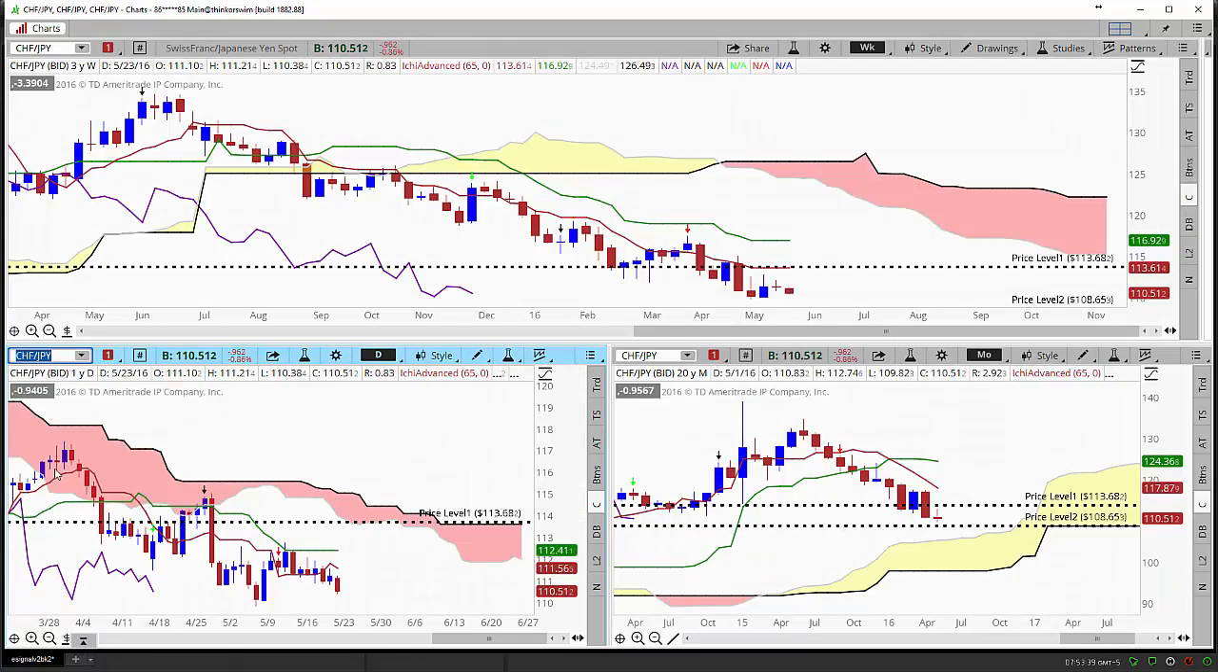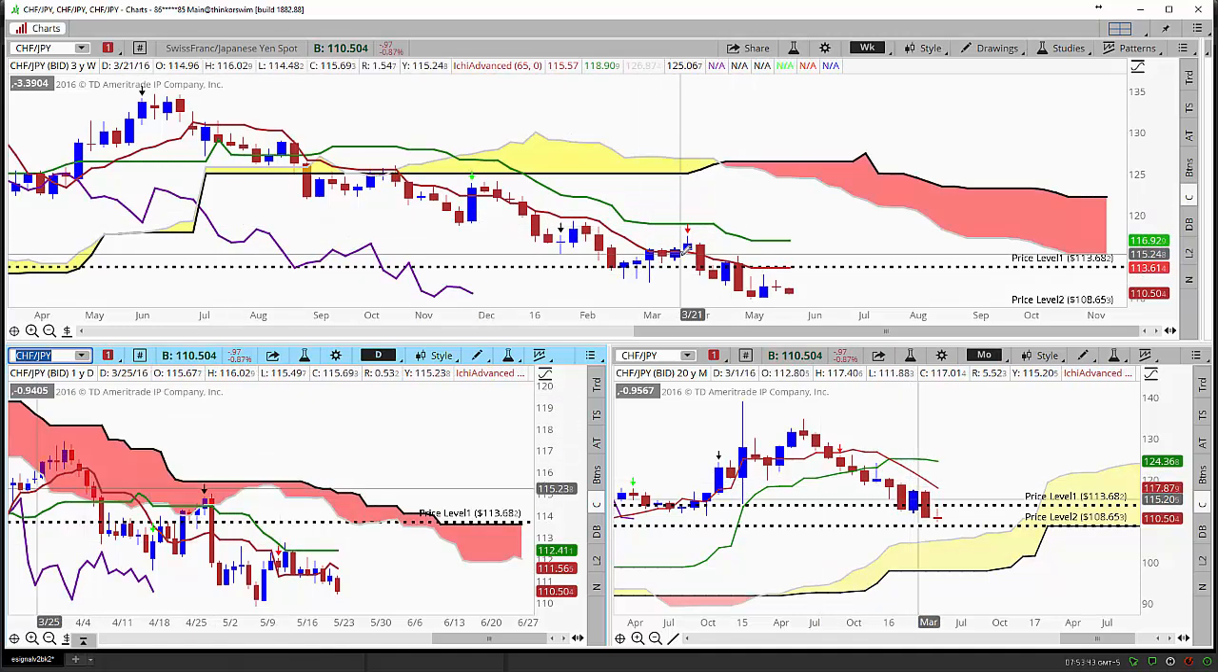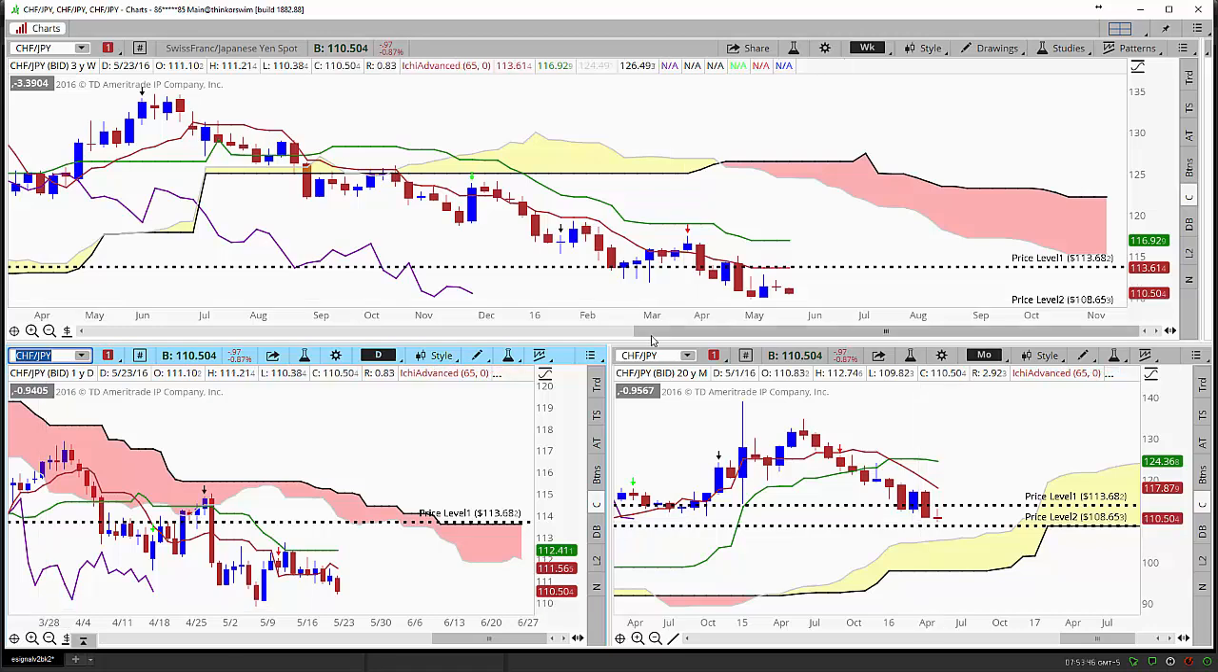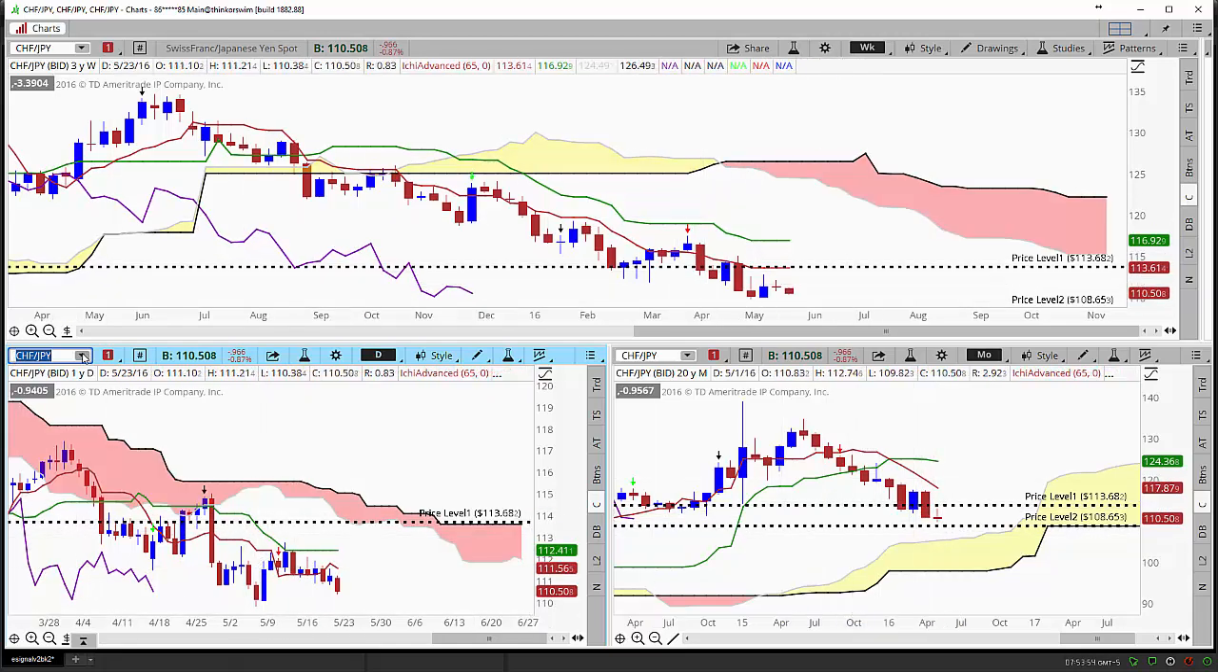Next, we're going to go for Swissy Yen. Swissy Yen is a bearish trend. It's being controlled by this resistance here at 113.68. Support basically is about 108.65, which is coming from the monthly time frame. But you can see that the daily is also in a trend too.